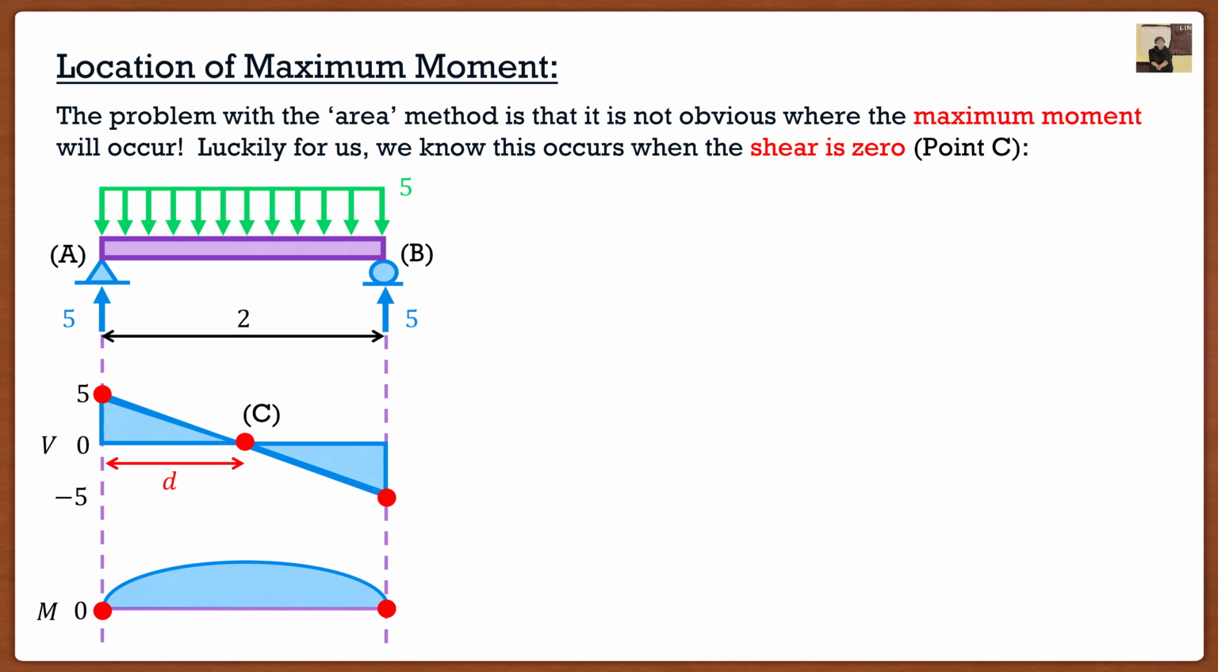The first one is the location where our shear is equal to 0. The professor's going to want to know that. If you don't do that, you're going to get some marks off. So there's the first one. And the second one is, what is our maximum moment?